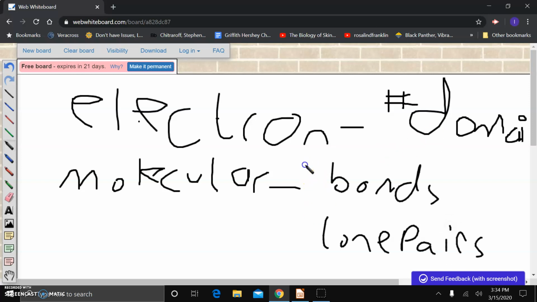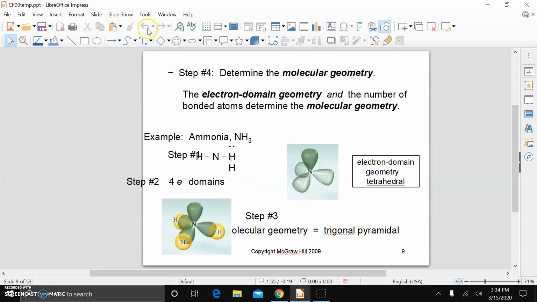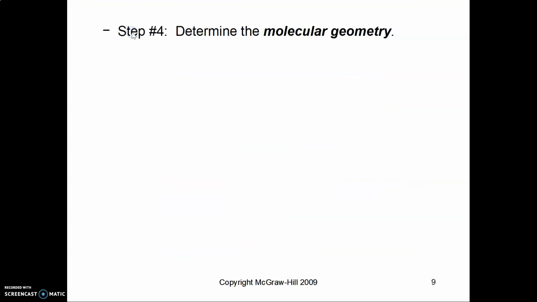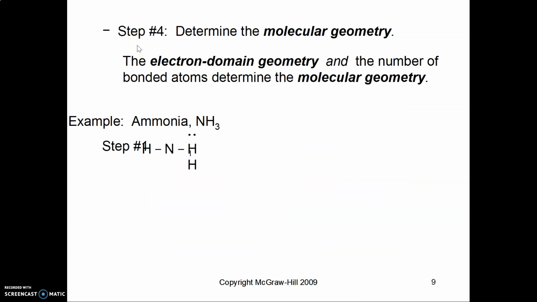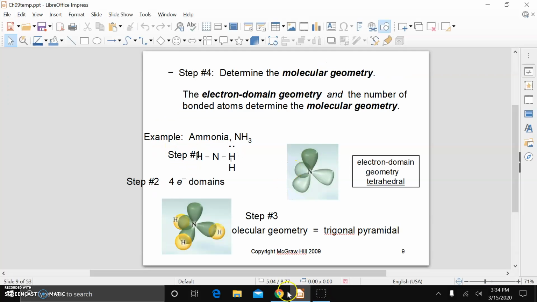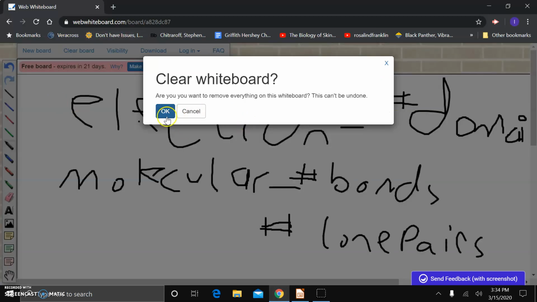So how many bonds do we have? How many lone pairs do we have? That's what molecular geometry says. That's an L and an E, by the way. That's not a K. That's not molecular. That's molecular. All right. So number of bonds and number of lone pairs. So we are going to use ammonia as our example. And this kind of came out a little odd, so let me clear the board and show you what it should be.